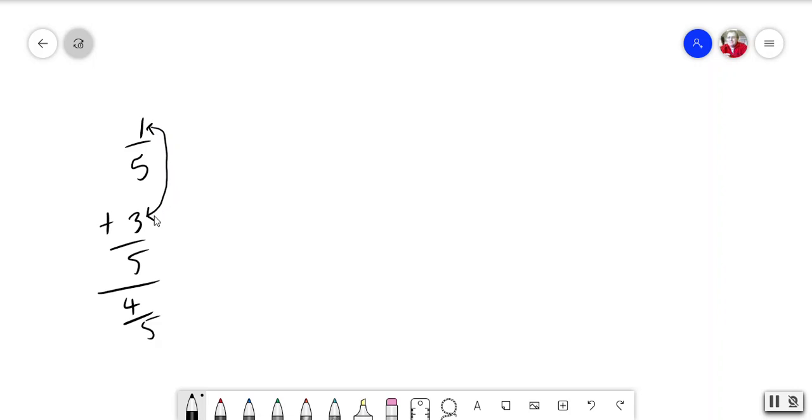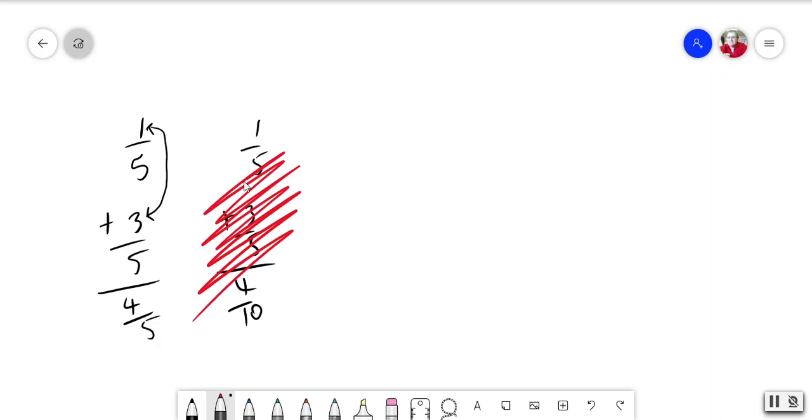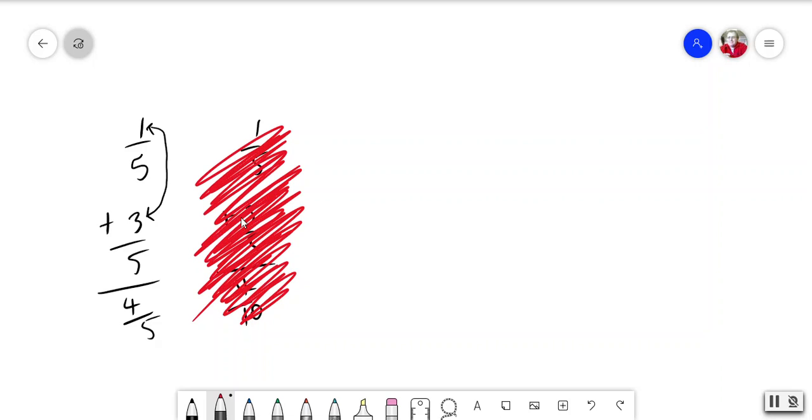You know, I have had 20-year-old students in college do this. 1/5 plus 3/5 is 4/10, because they said 1 plus 3 is 4, and 5 plus 5 is 10, and that is just wrong, wrong, wrong. I cannot mark it out enough to say how wrong it is.